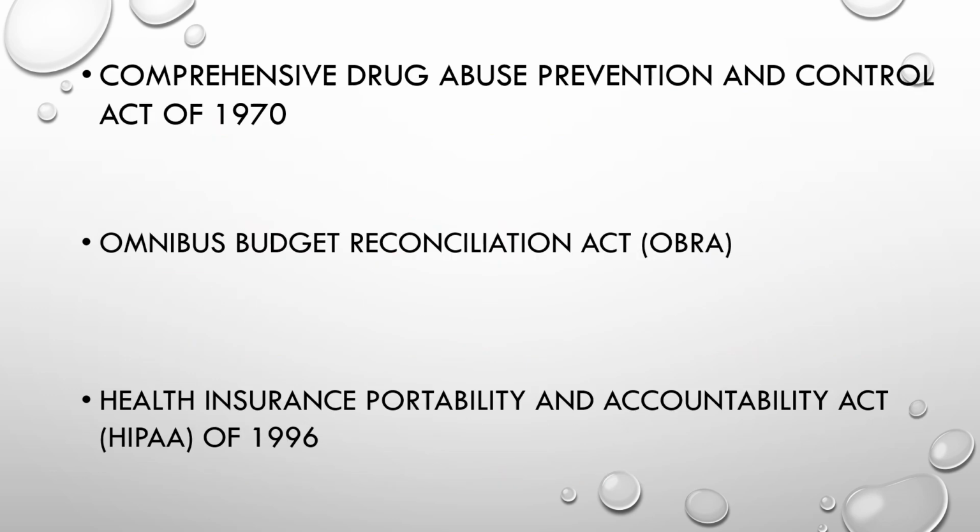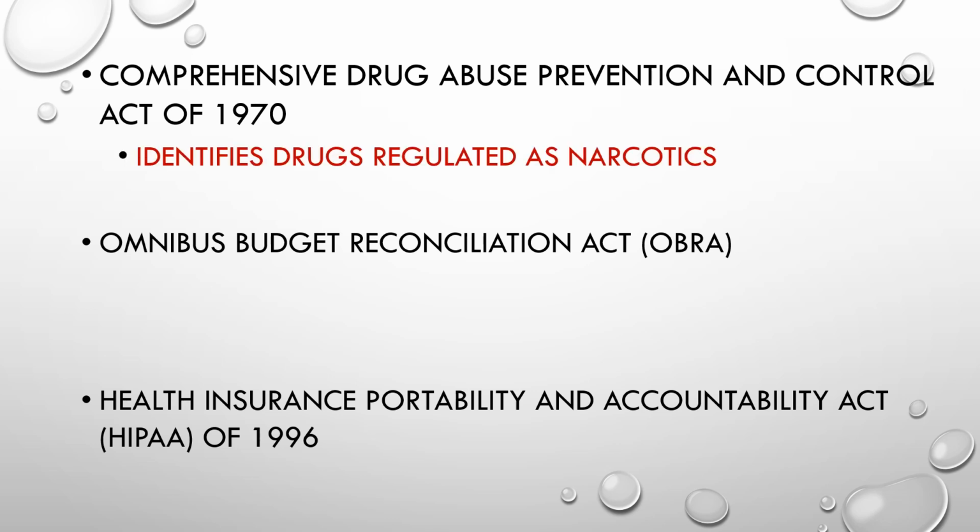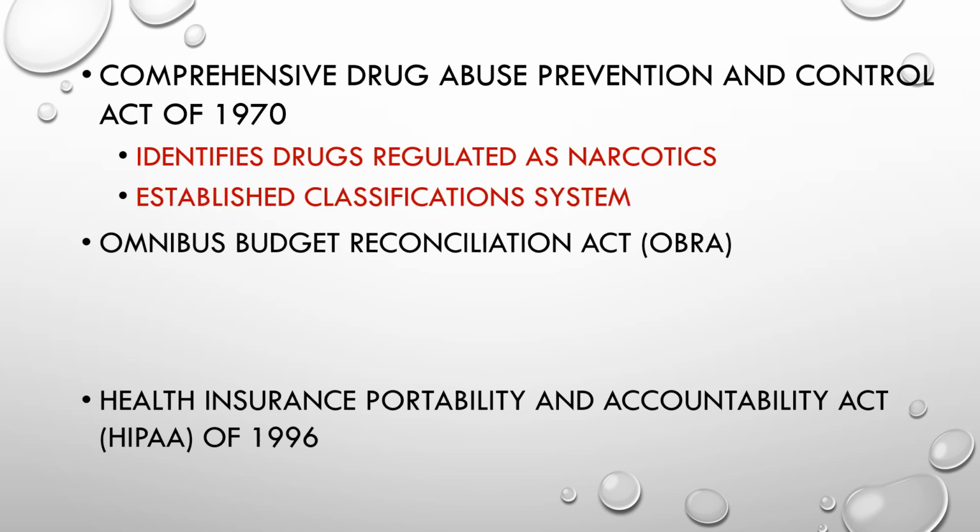Then in 1970, we start thinking about addiction becoming an issue. So the Comprehensive Drug Abuse Prevention and Control Act was established. This identified drugs regulated as narcotics, so what was considered a narcotic and what wasn't, and it set up the schedules. So a Schedule 1 drug, Schedule 2. Schedule 1 drugs are the most addictive, and those with no medical use. Schedule 5 are narcotics, but with very little chance of addiction involved.